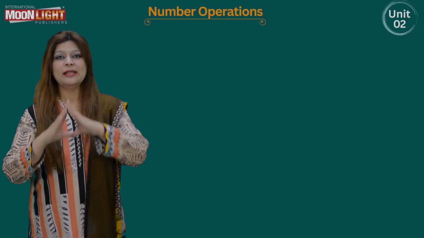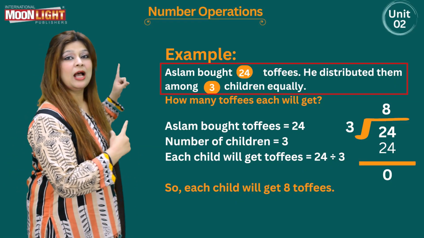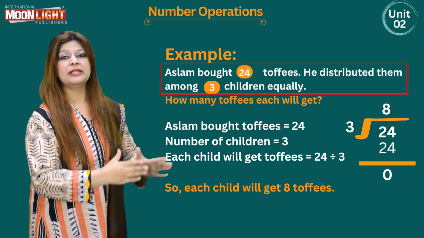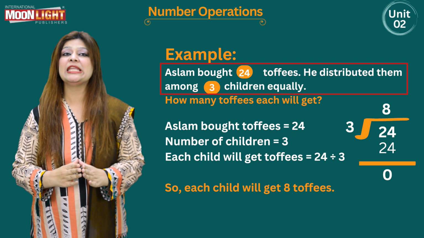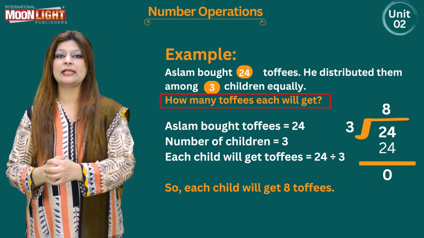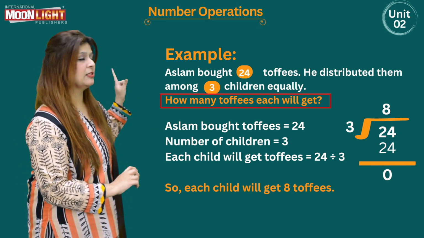Now, my dear students, I am going to solve an example for you so that you will have practice and you can understand the concept easily. The example is: Aslam bought 24 toffees. He distributed them among 3 children equally. How many toffees each will get? Question mark. This is the question.